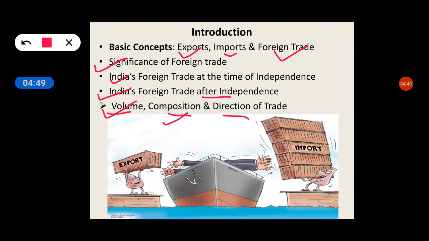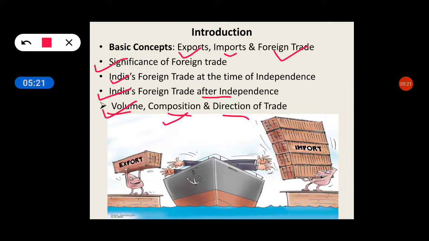So earlier we used to export our agriculture products, but now we see that there was a decline in the share of agricultural exports. Why? Because we were using these raw materials for our own domestic production. All right, and also there was an increase in demand of domestically produced goods. If there is an increase in demand of our domestically produced goods, then it's natural that we would be requiring more and more of our raw materials, right?